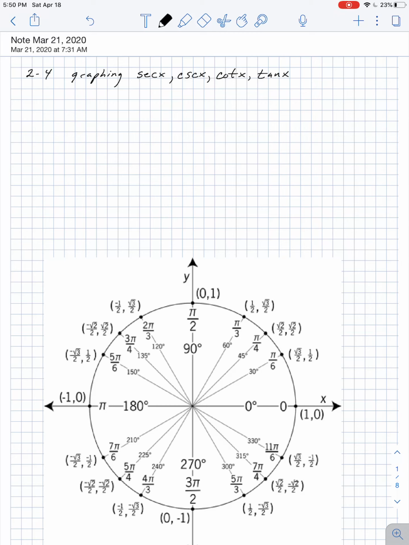All right, we know how to graph sine and cosine, but what about the other graphs? That's what we're looking at today in 2-4, how to graph secant, cosecant, cotangent, and tangent. I want to start with tangent.